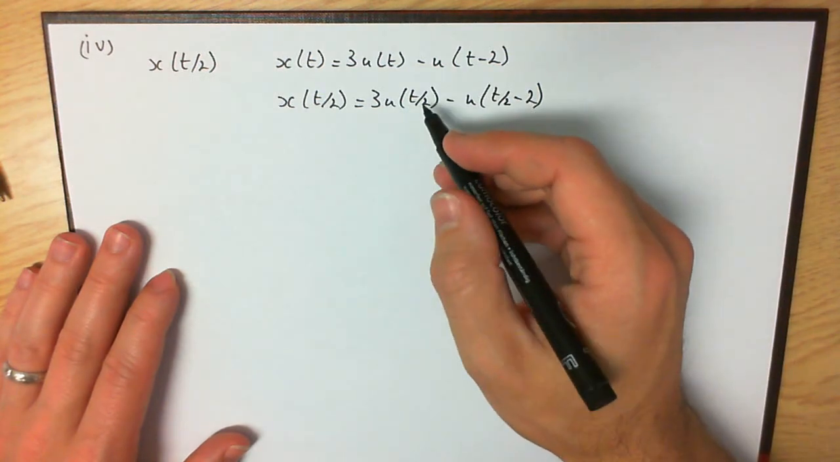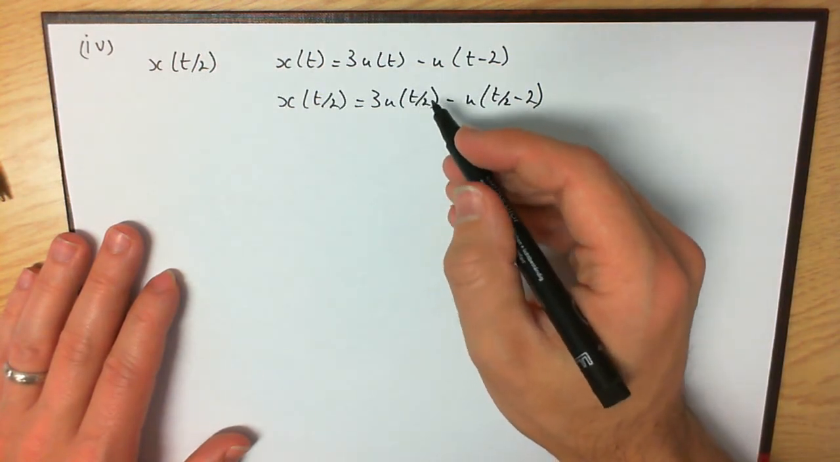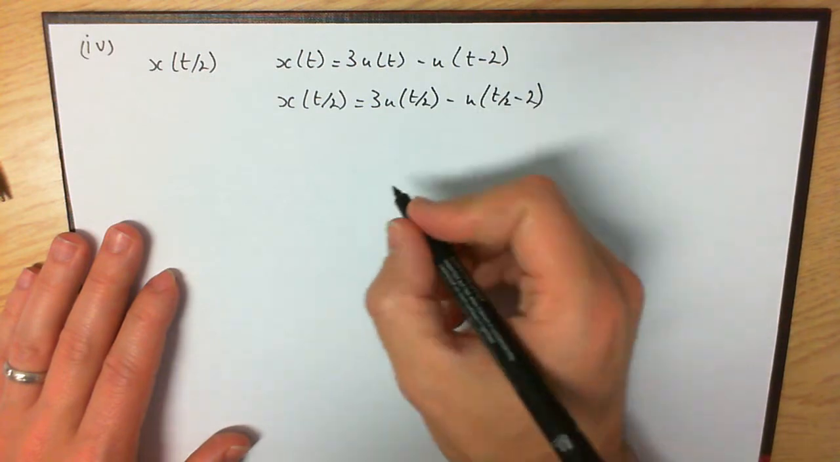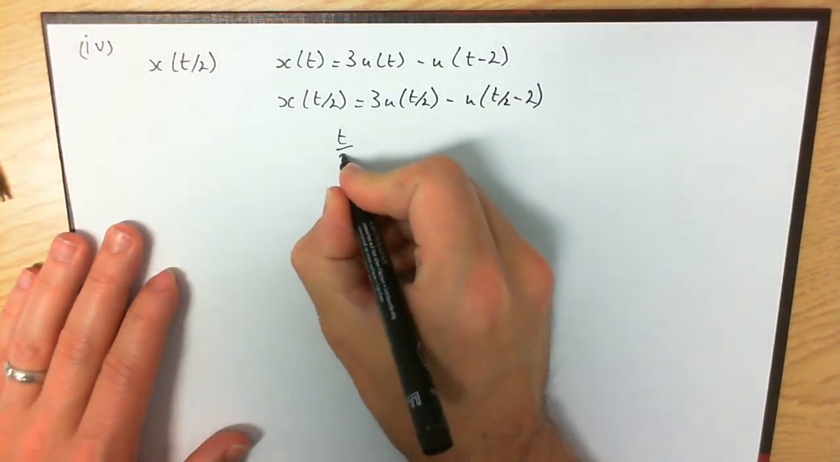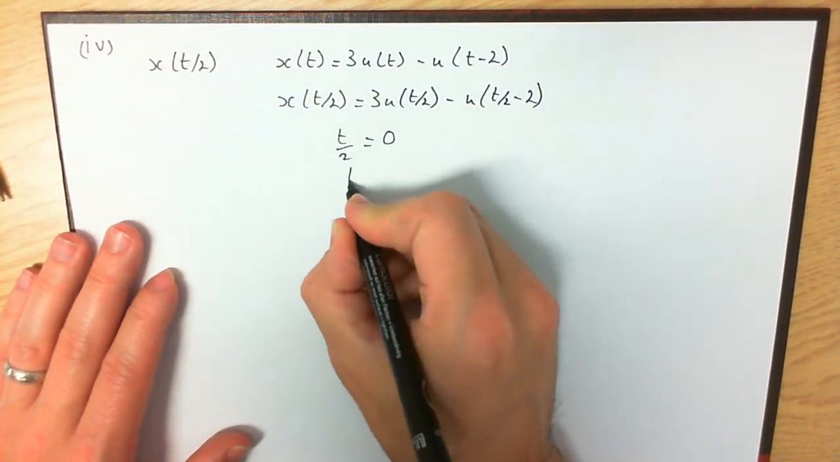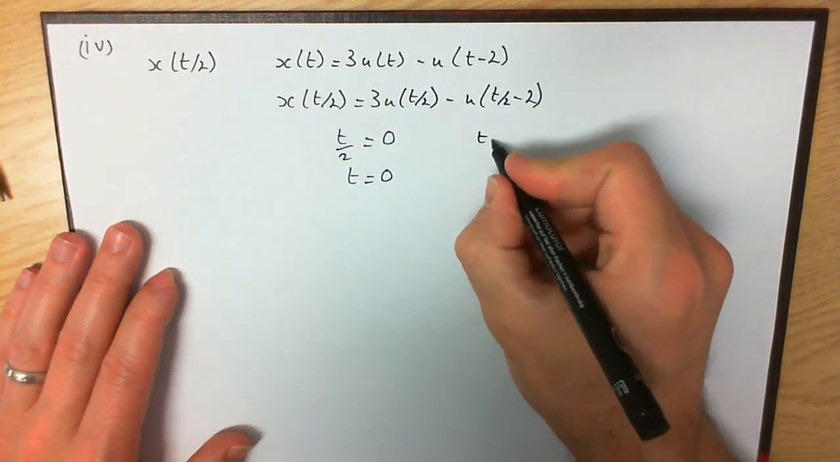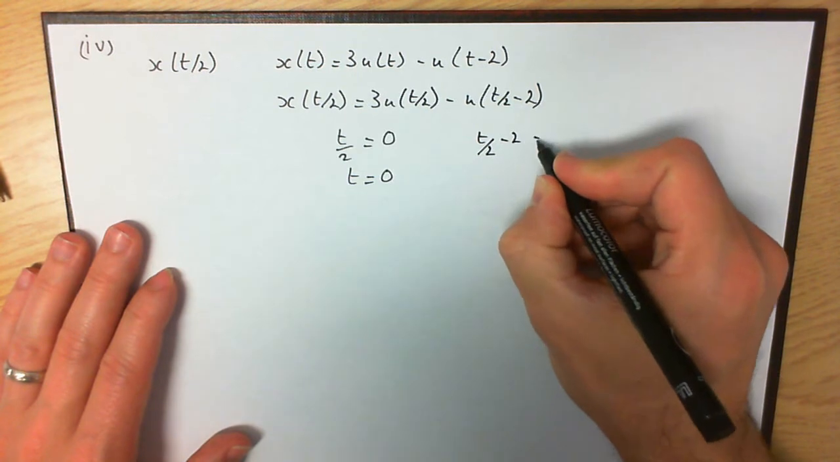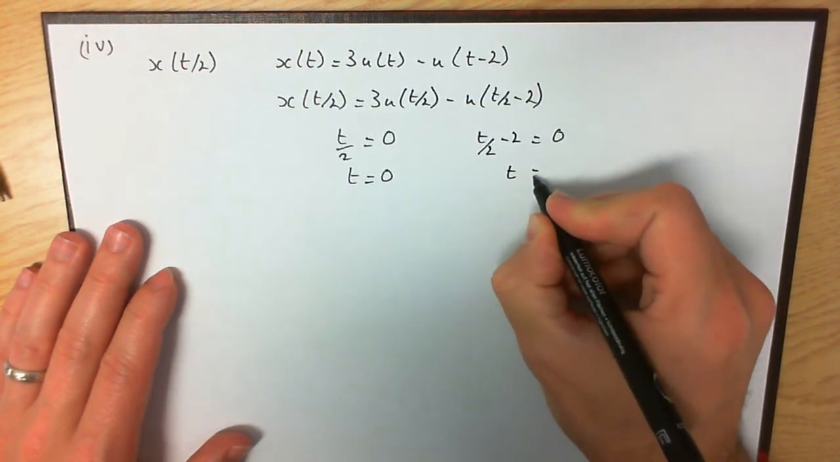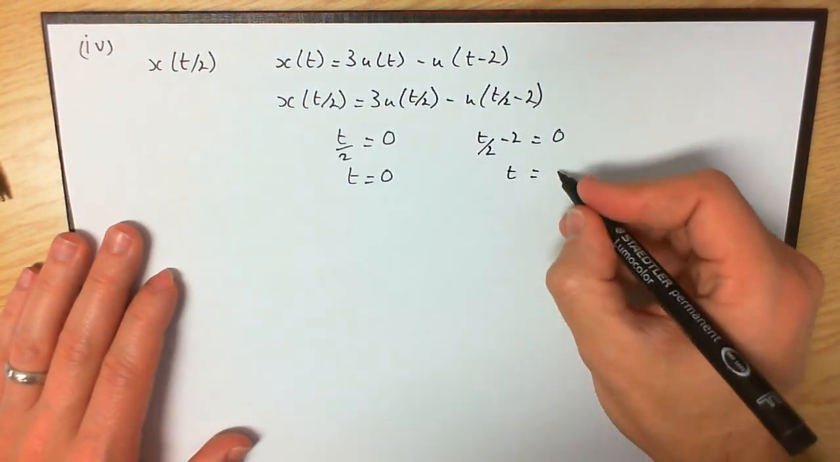And again, we're looking for at what time the argument of these two functions equals 0. So when does t over 2 equal 0? Well, at time t equals 0. And when does t over 2 minus 2 equal 0? Well, that occurs when time is 4.